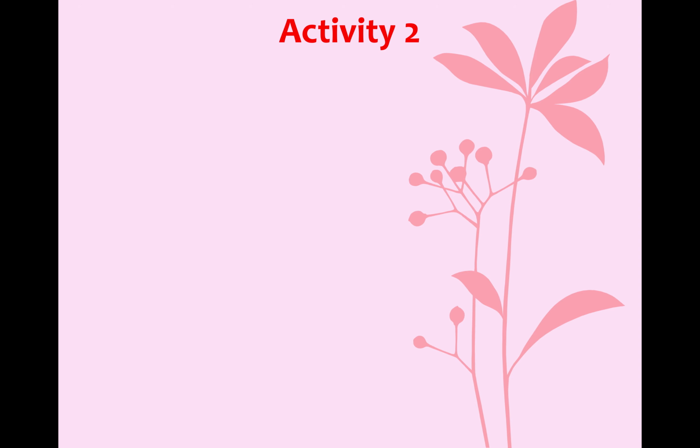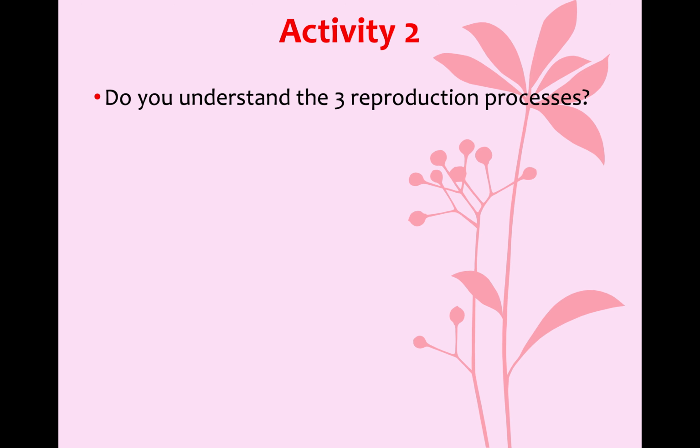Now before we proceed further, try to understand those three processes, because the second activity is related to the three processes that I've talked about earlier on. The second activity is on the three reproduction processes. Do you understand them? If you don't, or even if you do, try to do this activity, so hopefully it will help you understand it better.